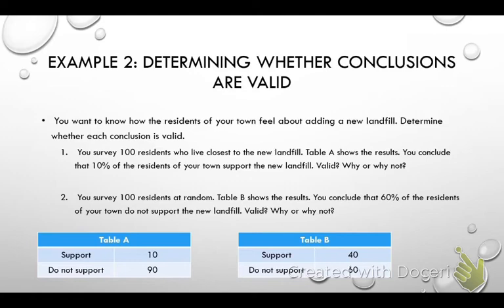There we go. So, not valid. Scenario 1, not valid. Because it's not random, right? Or you could say you only ask people who live closest to the landfill. Only people closest, not people all over the town.